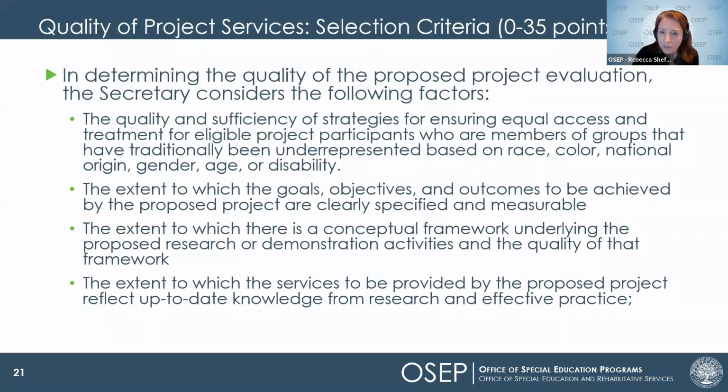When evaluating applications for quality of project services, which is worth up to 35 points, reviewers will consider the following factors: the quality and sufficiency of strategies for ensuring equal access and treatment for eligible project participants who are members of groups that have traditionally been underrepresented based on race, color, national origin, gender, age, or disability, the extent to which the goals, objectives, and outcomes to be achieved by the proposed project are clearly specified and measurable, the extent to which there is a conceptual framework underlying the proposed research or demonstration activities and the quality of that framework, the extent to which the services to be provided by the proposed project reflect up-to-date knowledge from research and effective practice.